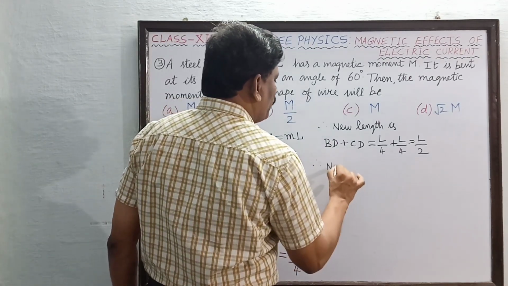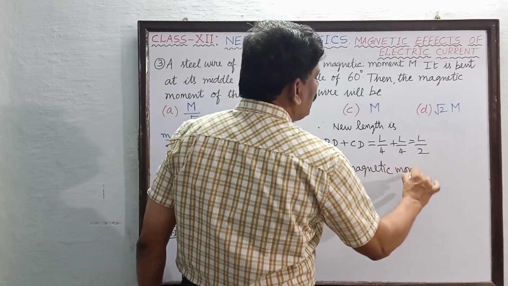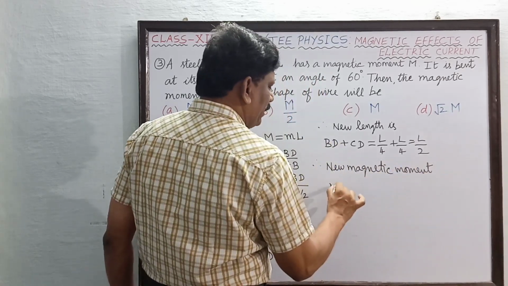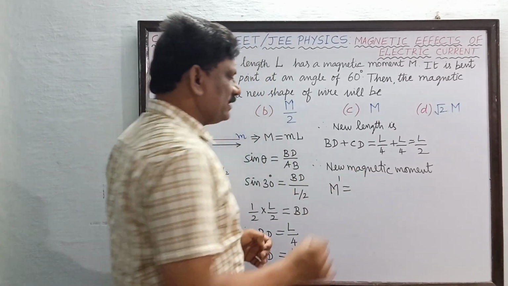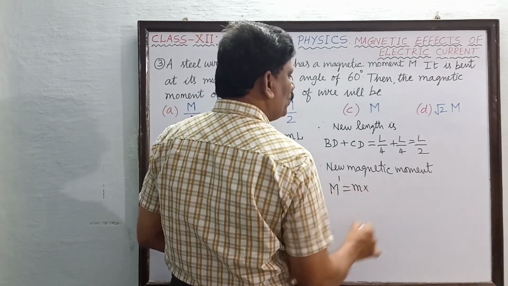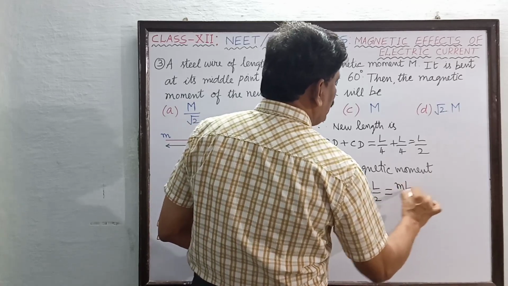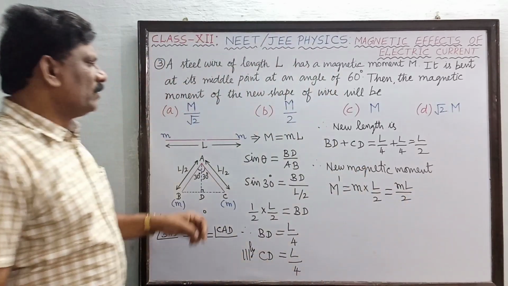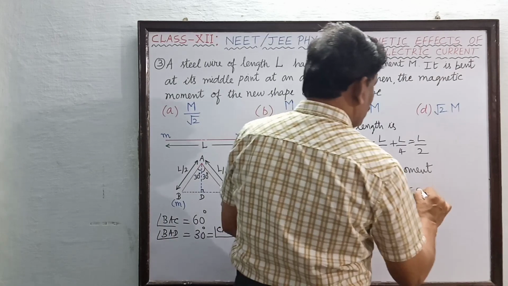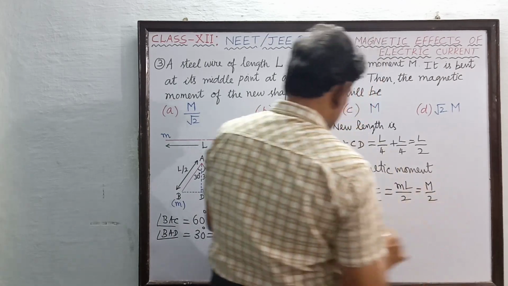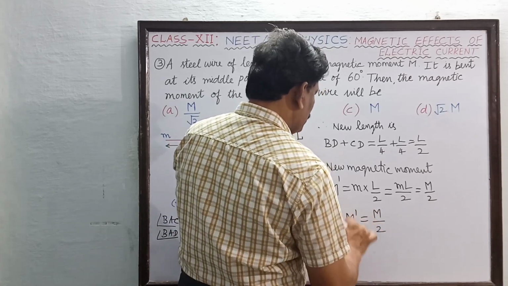Therefore, the new magnetic moment is denoted by the symbol M dash. But it still has the same pole strength at the ends. So it must be the product of m into the new length, which is L by 2. So this is equal to m into L divided by 2. But m into L is already the initial magnetic moment. So this is equal to M by 2. Therefore, the new magnetic moment is equal to M by 2.